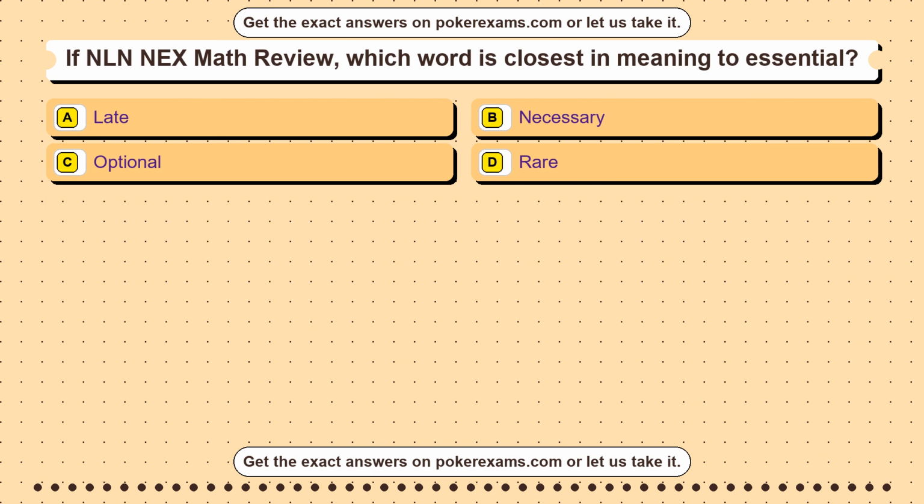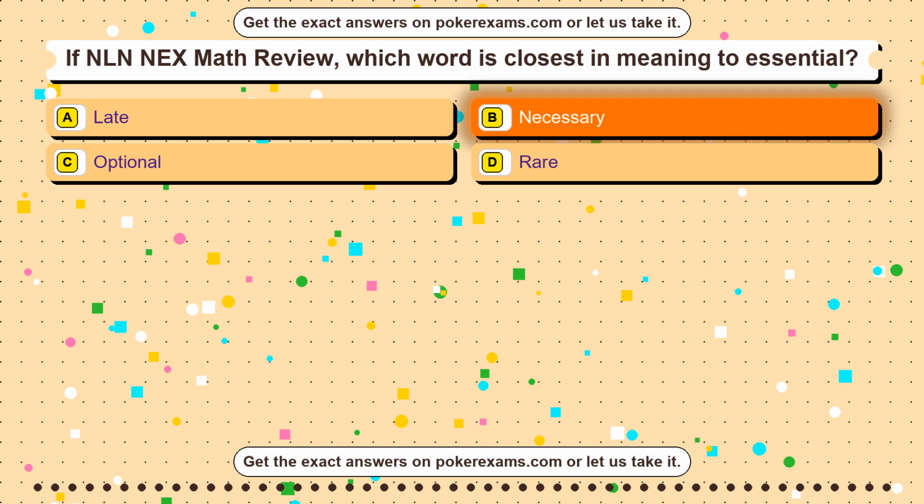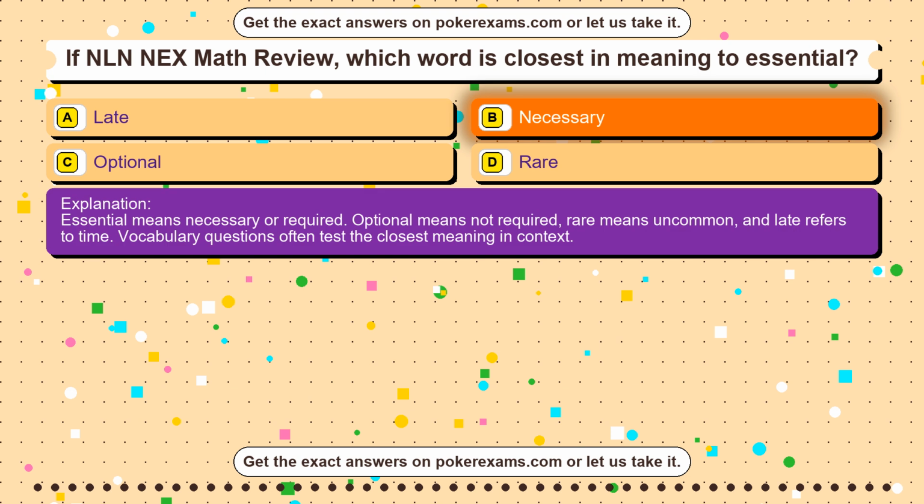Question 20. If NLN NEX Math review, which word is closest in meaning to essential? Option A late. Option B necessary. Option C optional. Option D rare. The correct answer is option B. Necessary. Essential means necessary or required. Optional means not required, rare means uncommon, and late refers to time. Vocabulary questions often test the closest meaning in context.